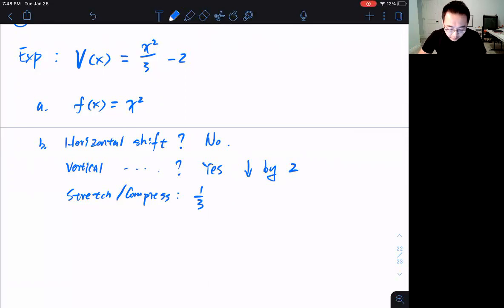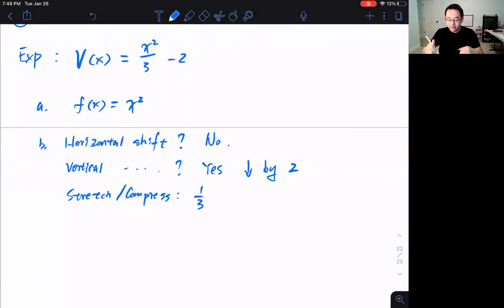And then finally, is there any x-axis reflection or y-axis reflection? The answer is no. So this is the kind of analysis I expect you to be able to perform. I'll give you a functional form that doesn't look very clean, and you tell me what is the base function that this came from, and how has this function changed the poor basic function form? Where did it shift it vertically, horizontally?